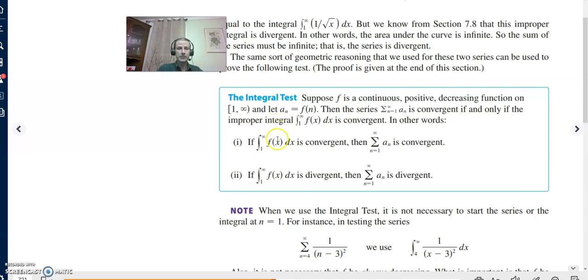And the integral test says that the improper integral from 1 to infinity of f(x) dx is convergent if and only if the corresponding series is convergent. So that means when the integral is convergent, so is the series, and when the integral is divergent, then so is the series.